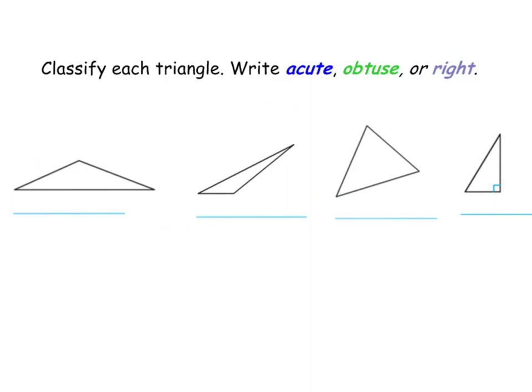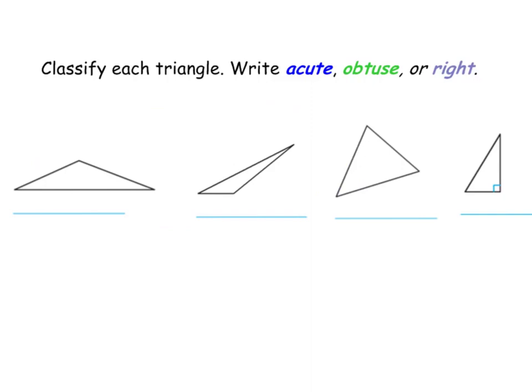Okay, so now your job is to classify each triangle that you see here. Write acute, obtuse, or right. Now, because you're taking notes, do your best to try to sketch out the triangle and write directly below it your word, acute, obtuse, or right. Go ahead and pause the video, and when you're ready, press unpause.